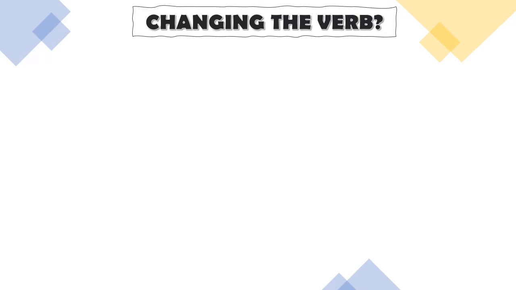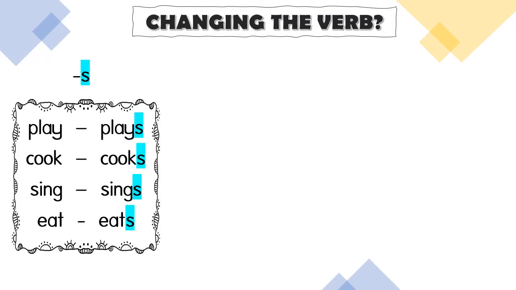How do we change the verb? Look here. There are some rules for you to follow. The first one is for most verbs, we just add S like this. Play becomes plays, cook cooks, sing sings, eat eats. You just simply add S.